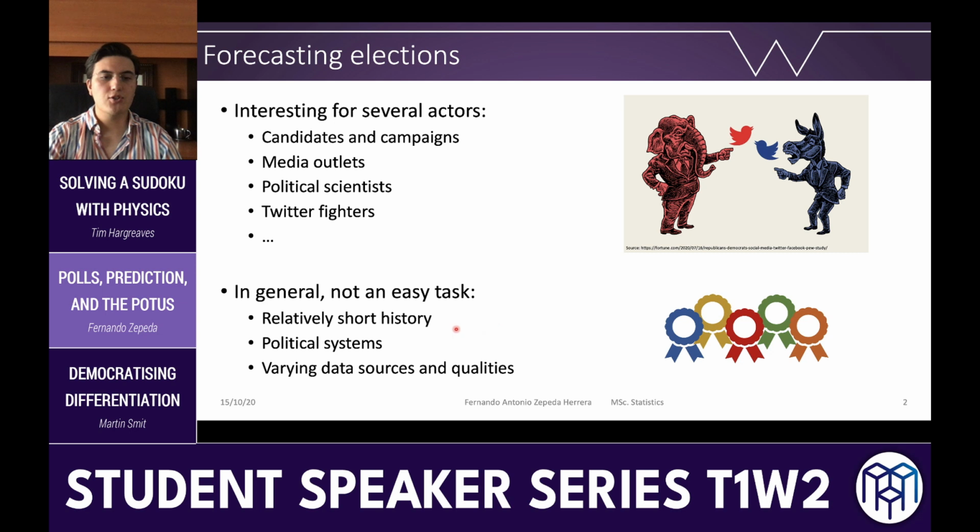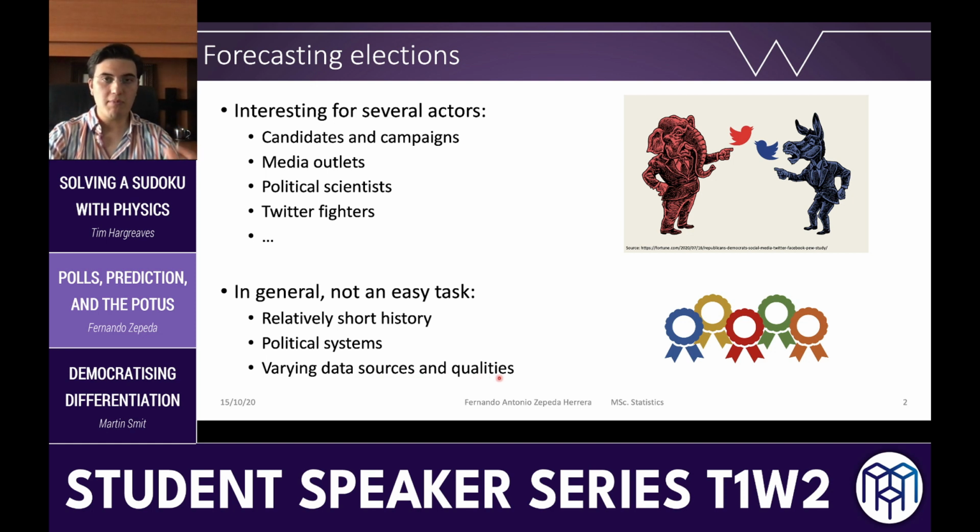It's not easy because you have a relatively short history. There is not a high frequency of elections. And there are different political systems. It's not the same to forecast a US presidential election as it would be to forecast a UK parliament or my own home country's presidential election in Mexico. But also importantly, as data scientists, we always have to acknowledge and remember that there are a lot of different data sources, and with that comes a lot of different qualities.